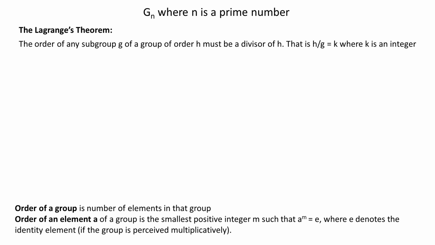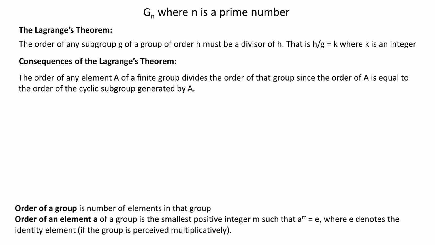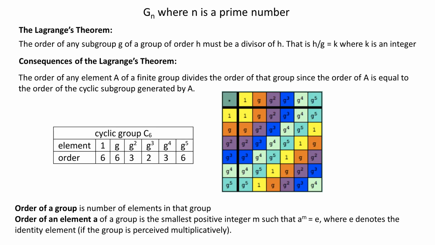Another thing I want to mention that was really absent from the video with the proof is the consequence of Lagrange's theorem. The consequence is that the order of any element A of a group divides the order of that group, since the order of A is equal to the order of the cyclic subgroup generated by A. For instance, the orders of elements of group C6 that we already looked at were 6, 3, and 2, that is, the divisors of 6.